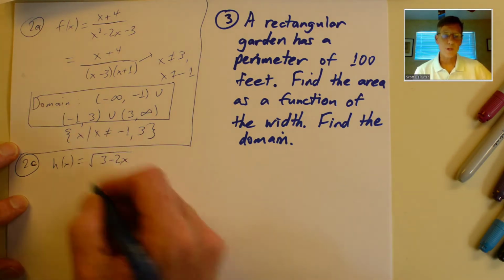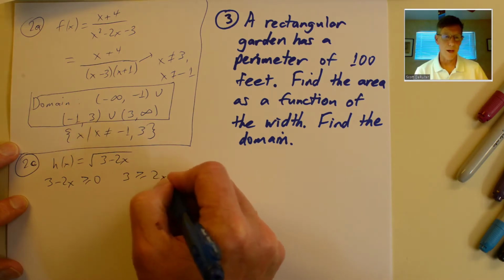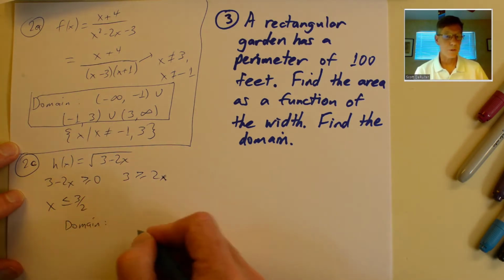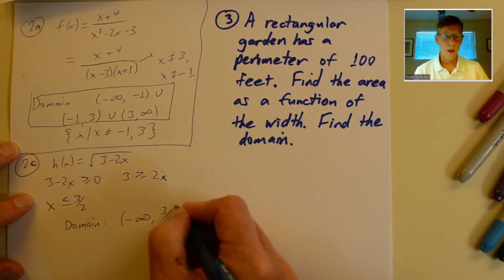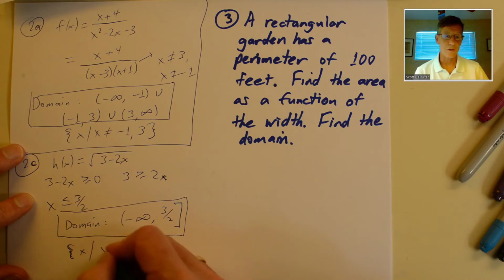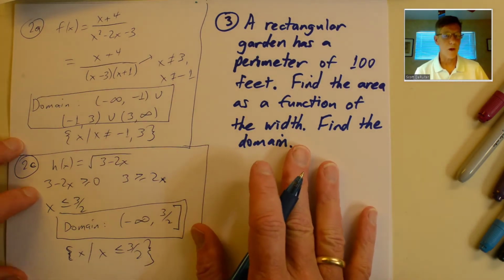In 2c, we have a square root, and what's inside the square root must be greater than or equal to 0 for it to have a real output. And so x has to be less than or equal to 3 halves. You write it in interval notation. You include the 3 halves, so it's not a strict inequality. And again, you should be able to write it in the set builder notation as well.